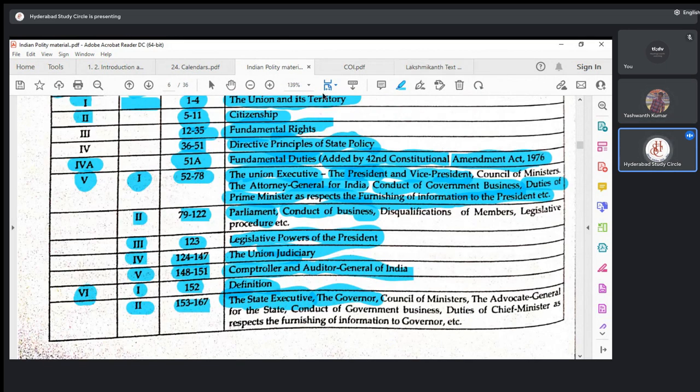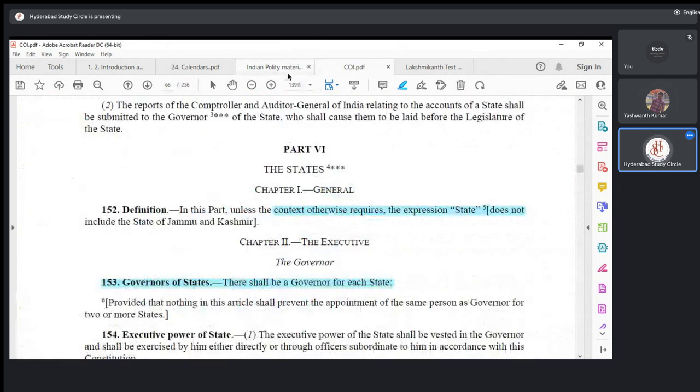Now, please remember a magic number, 79. Please remember this magic number. 52 plus 79. How much? 131. 52 plus 79 is 131. This is a magic number. Anything you can get by adding it. So article number 153 is governor.